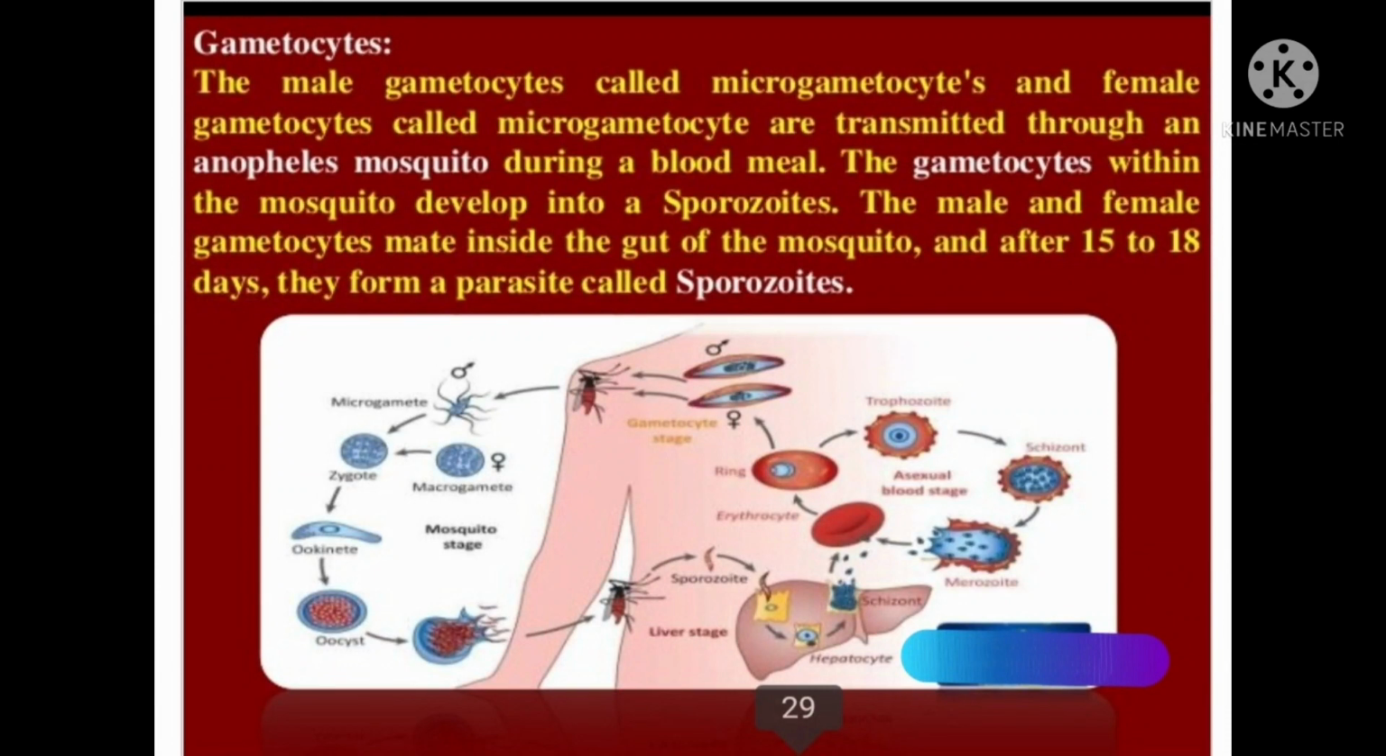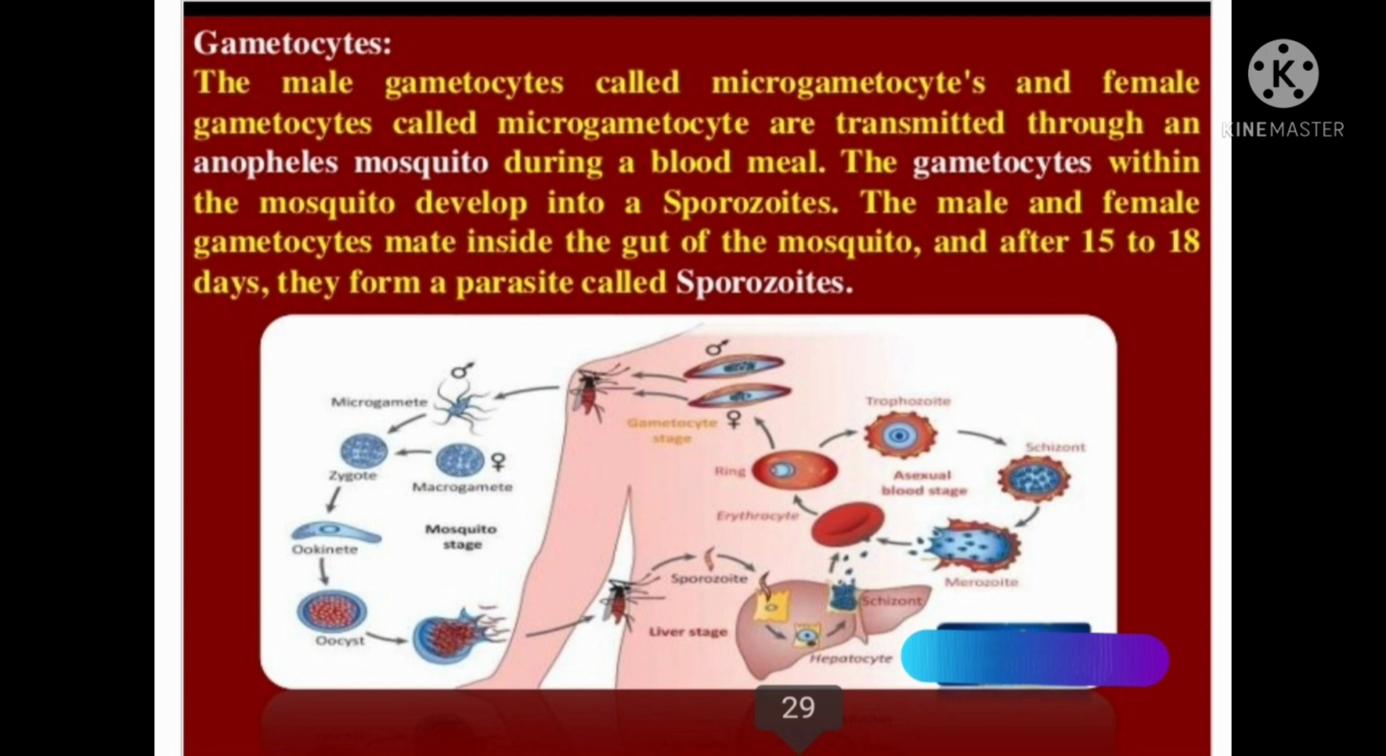Now, let us move on to the discussion about gametocytes. There are two different types of gametocytes, the male and the female. The male gametocytes are called microgametocytes and female gametocytes are called macrogametocytes, and both are transmitted through an Anopheles mosquito during a blood meal.